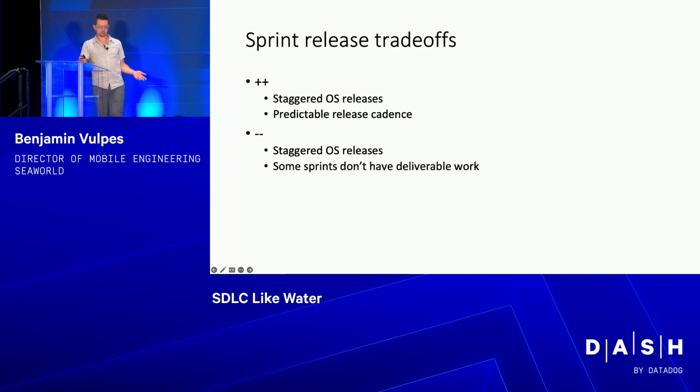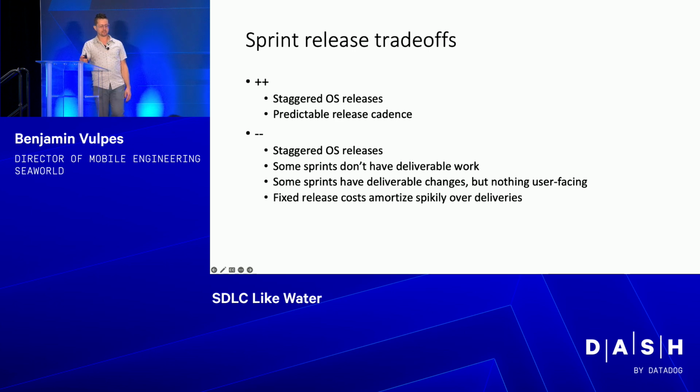Some sprints don't have deliverable work, right? Some sprints have deliverable changes, but nothing user-facing. And the fixed release costs amortize kind of spikily over deliveries. We have the fixed cost, and sometimes it divides itself nicely across all of the features that we're delivering, and sometimes we run a release that has very little by way of changes, and we still incur those costs.